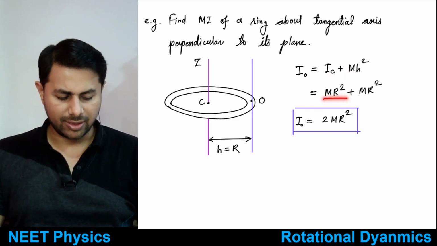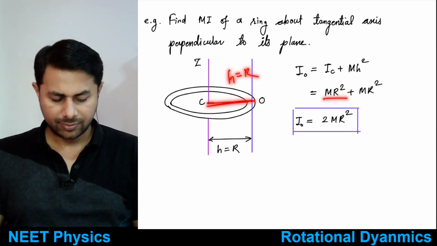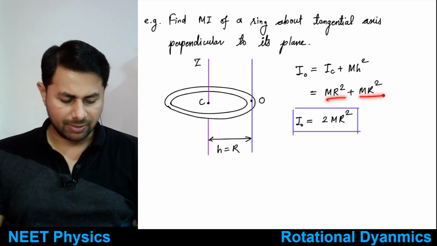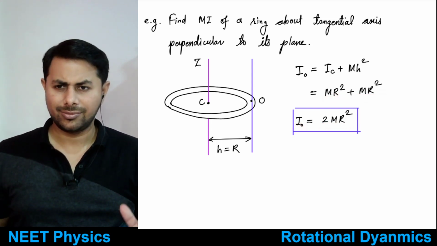So write I naught is equal to IC plus MH square. IC is MR square. And what is H? H is also equal to R. Okay, so MR square plus MR square. So I naught is equal to 2 MR square, right?